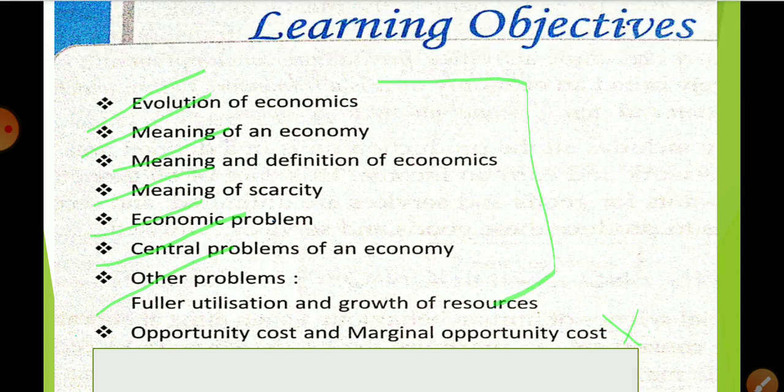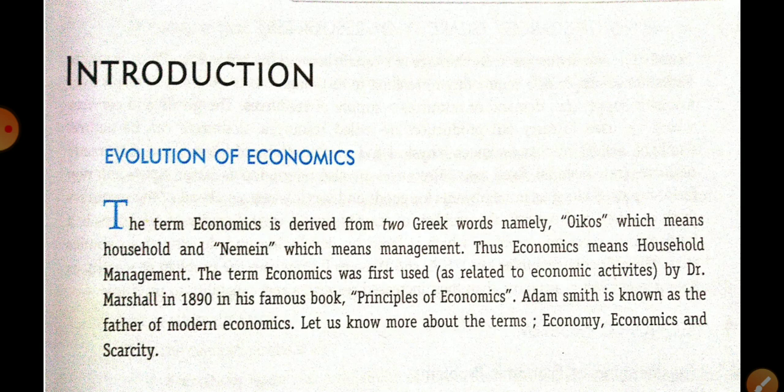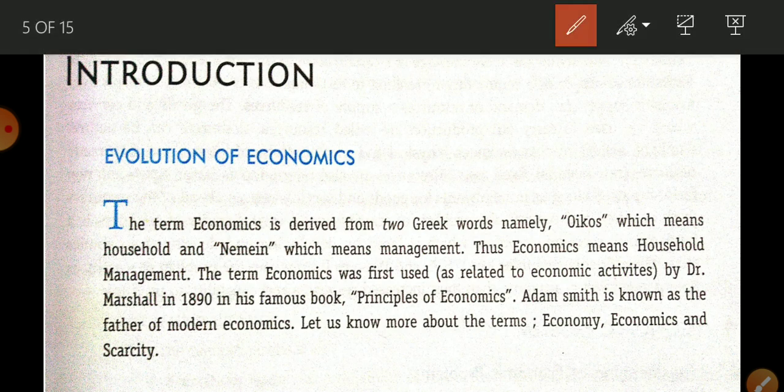Now let me start our first chapter. The first topic is Introduction, evolution of economics. The term economics is derived from two Greek words. First is oikos and the second one is nemein. Oikos means household, and nemein means management. So in this way, economics means household management.